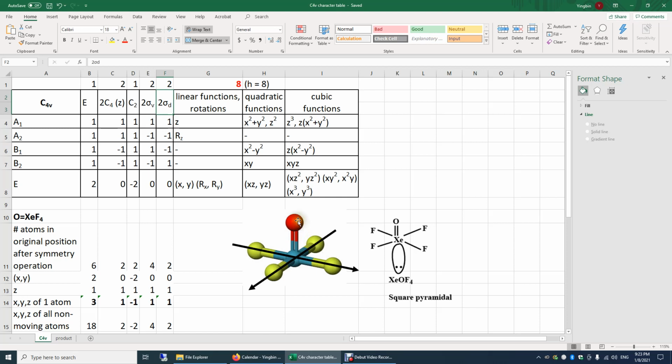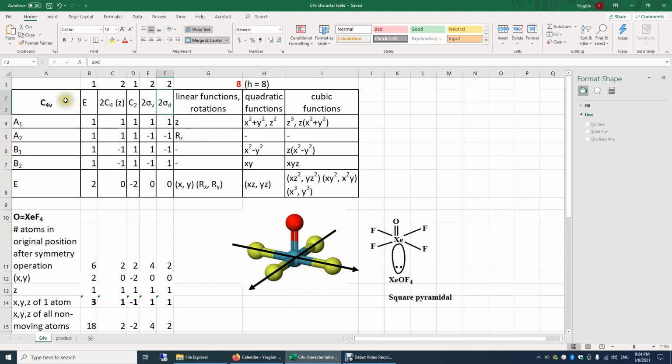Now let's look at 1, 2, 3, 4, including 2 other fluorine atoms, and xenon and oxygen. These 4 atoms define another sigma V. What about sigma D's? The 2 sigma D symmetry planes also contain the oxygen and the xenon atom. They bisect the 2 sigma V's.